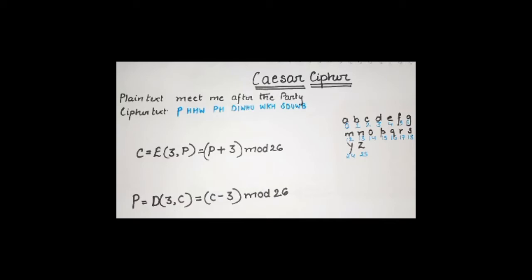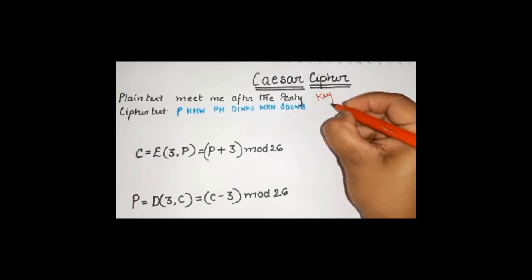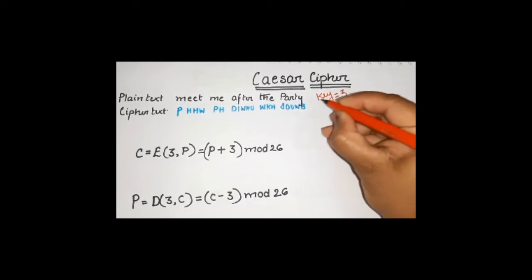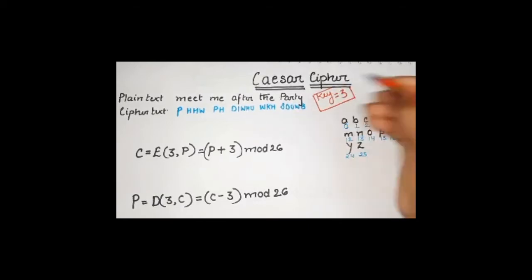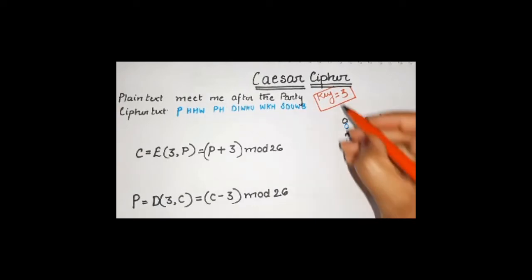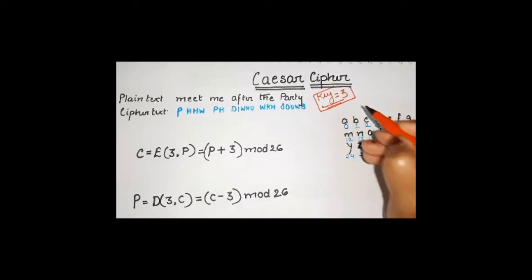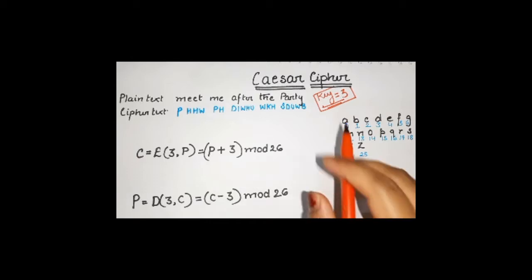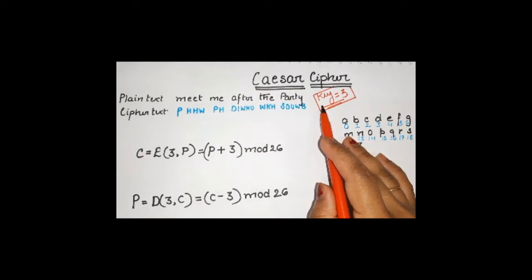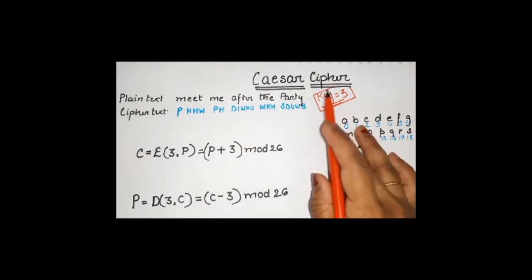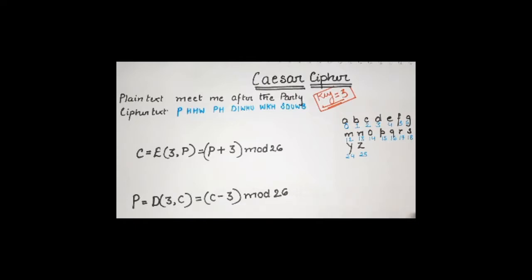Now, what do you mean by 3 places down the alphabet? It means we're going to use key as 3. So Caesar cipher is going to use a key equal to 3. What do you mean by key 3? Key 3 means you're going to substitute each letter by using key 3. That is for encryption and decryption; both algorithms will be using key as 3. Now let's understand the meaning of key as 3.